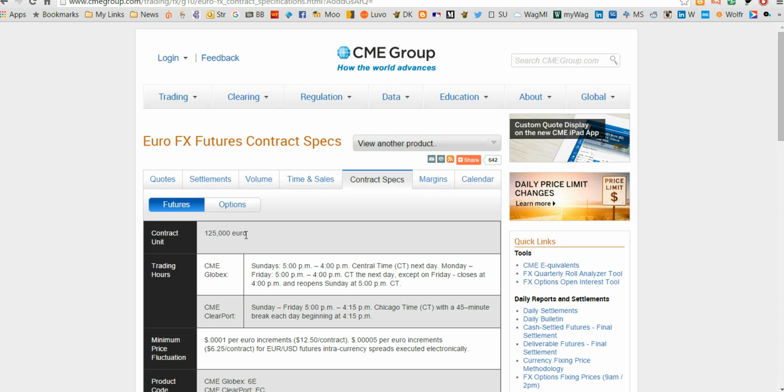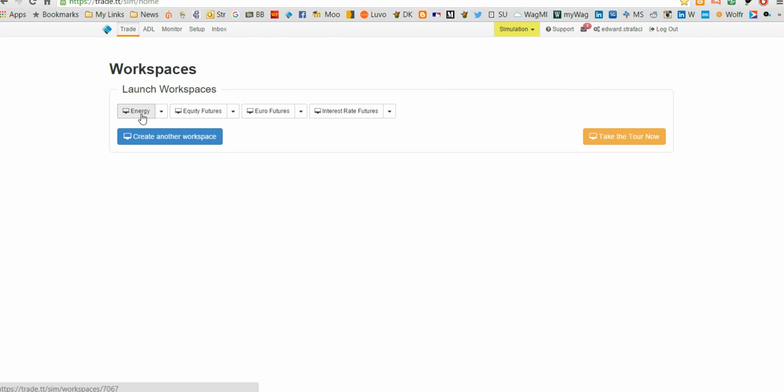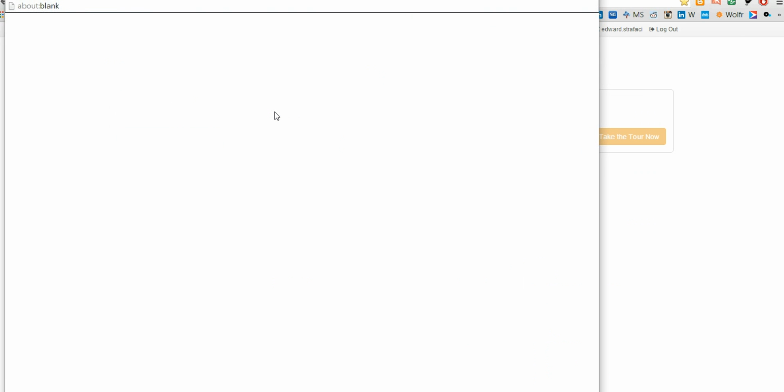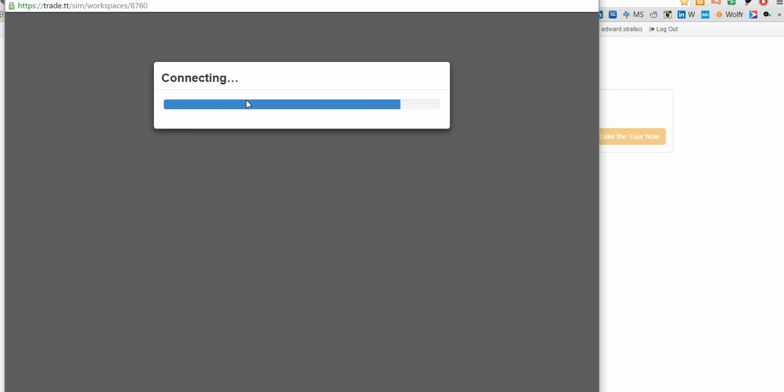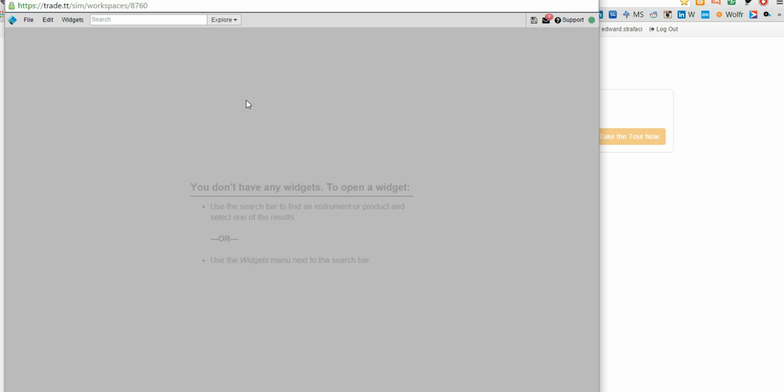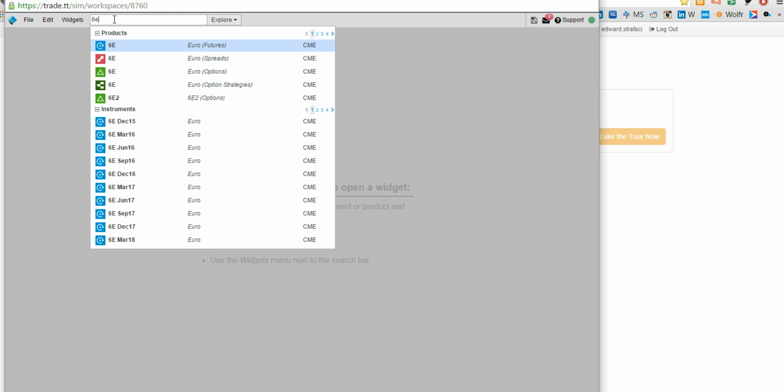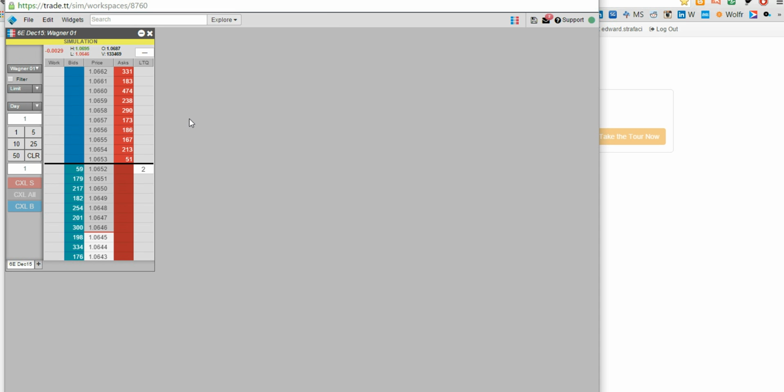And let's look at the website for a minute now. So 125,000 euros for each contract. On the website, you'll see they have already preloaded, when you call it up, energies and equities and interest rates. You can create a new space called Euro Futures, and when you get there, you're going to have a blank screen. I've been playing with this a little bit this morning. So we'll look up 6E, which is the Euro contract, and we'll just look at the most active one, December's. And I'll pull up the market grid.